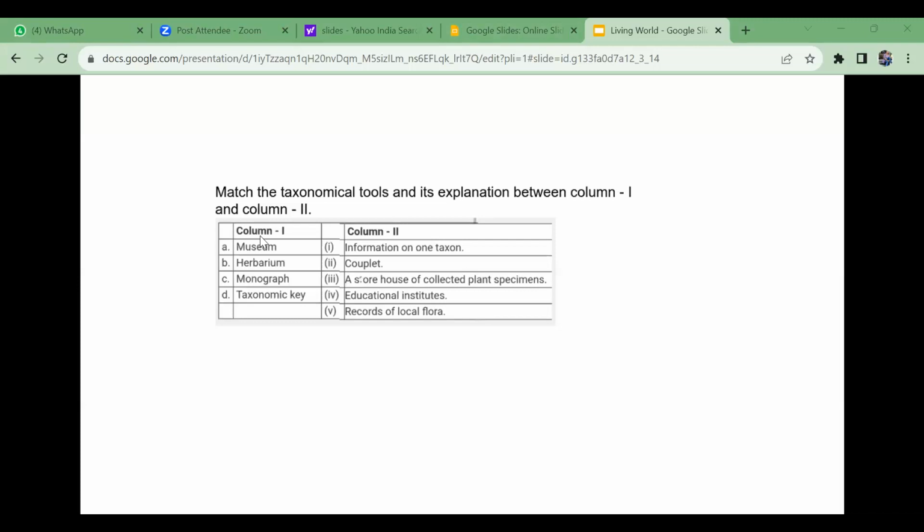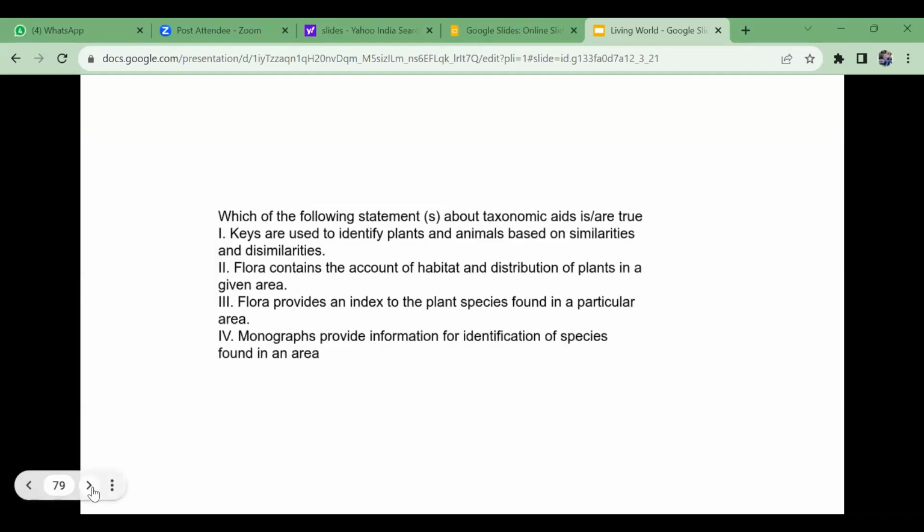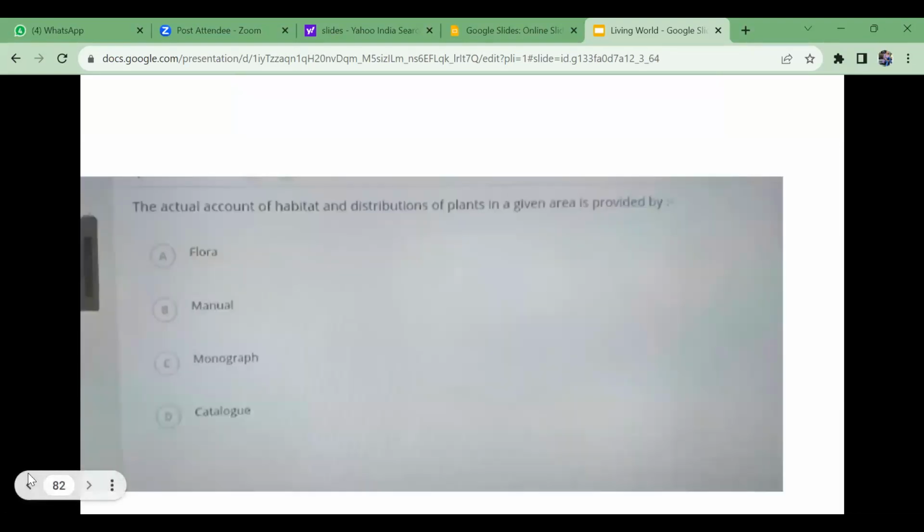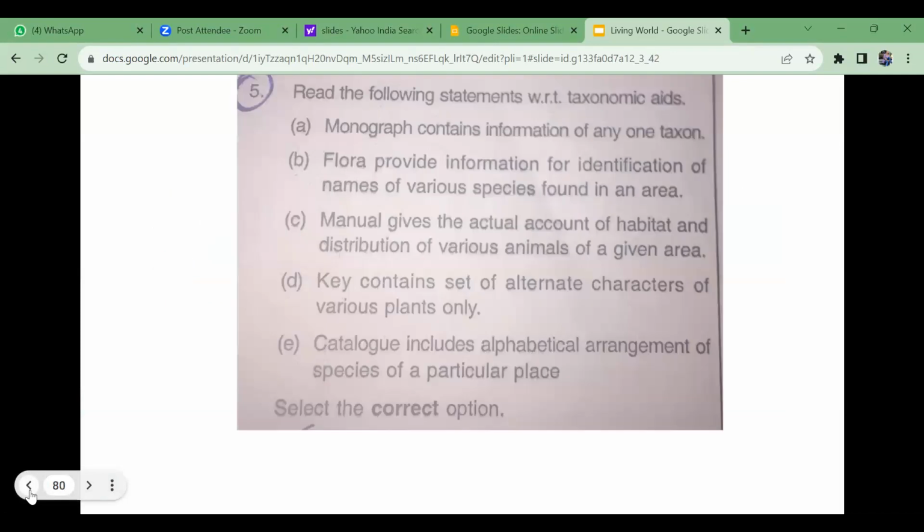Okay. So I'll do it now. Museum, educational institute. Herbarium is a house of collecting plant specimen. Monograph will be information on one taxa. Taxonomic key is couplet. Okay. Yeah. So these are some of the questions.